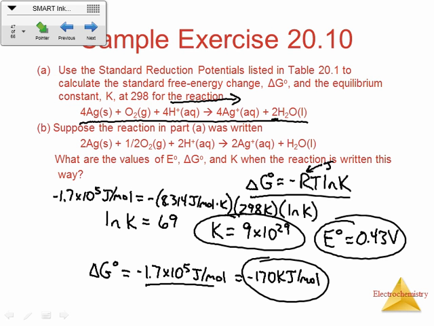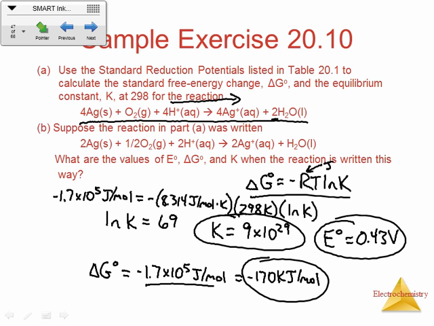If you get a positive delta G and a really large K, you probably did something wrong, okay? If you get a negative voltage and a negative delta G, you probably did something wrong, okay? So just pay attention to how all those signs and the magnitude of the equilibrium constant should be related to one another, okay?